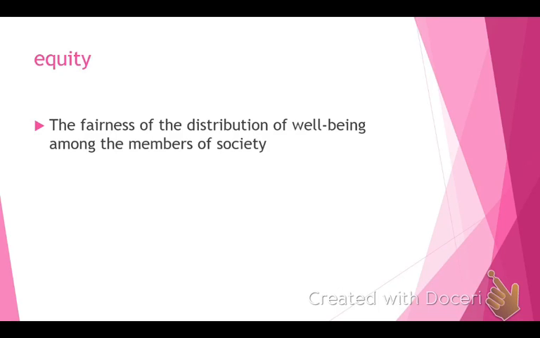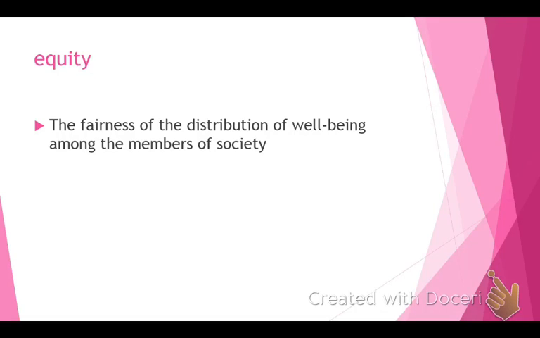Any other ideas about equity? Does equity mean equal? Economic definition, no, it does not. Equity does not mean equal. Equity is about fairness. Equity is about fairness of the distribution of well-being among members of society.